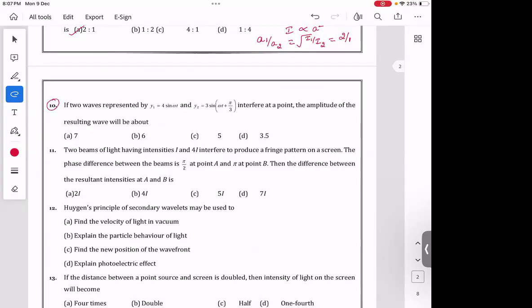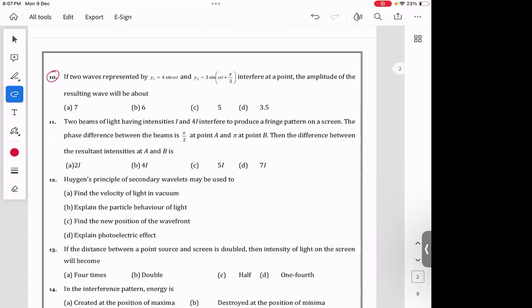Even the 10th is not there. In our syllabus, we are going to deal with equal amplitudes, students. Unequal amplitudes are not there in the syllabus now.